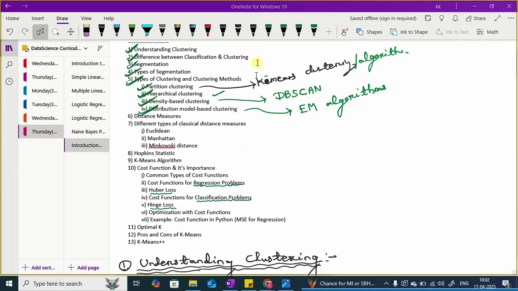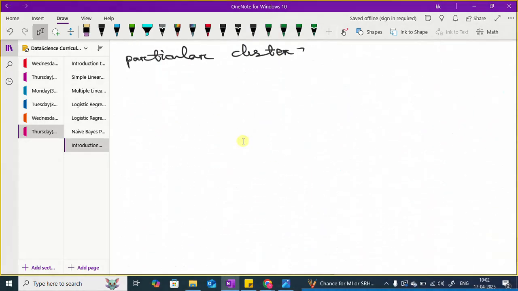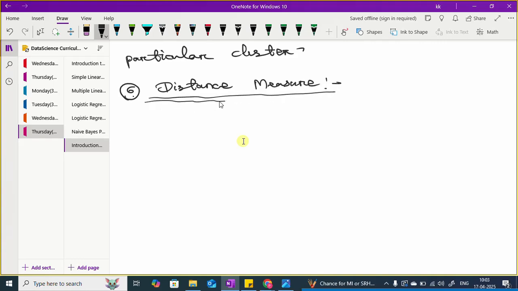If not, then let's move into the next one, that is distance measure. Guys, why is it important? As I told you, why is distance measure required? Why is it important? Very simple.